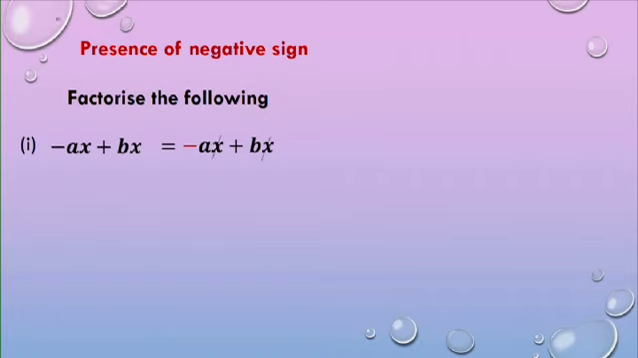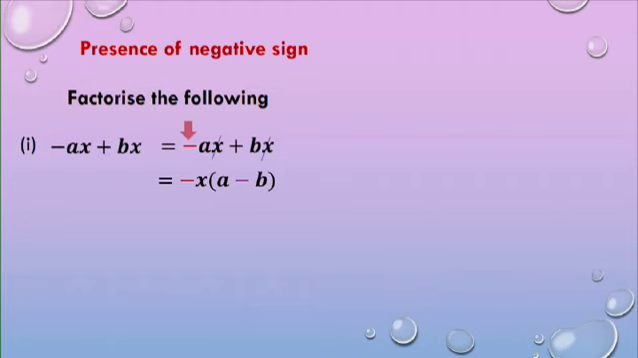But we also have a negative sign at the beginning. So through factorization, we have minus x outside the brackets. And since we have a negative sign in front of the bracket, the sign inside the bracket changes. Can you tell me why? It is because through factorization, we are going to divide the two terms by a common factor. The common factor here is minus x.